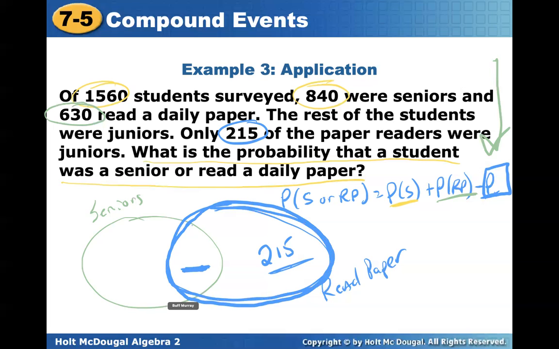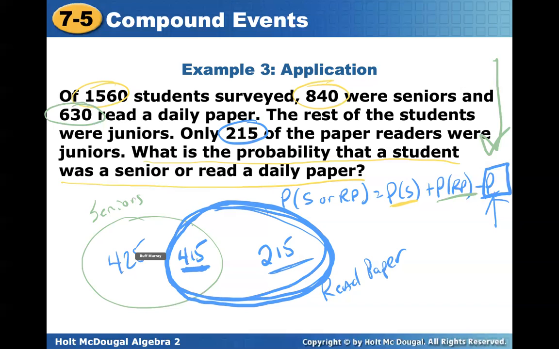So you want to revise your answer? 415. How'd you come up with that? Yeah, so now we have a total of 630 in here, correct? So we kind of found that number we wanted. All right, we found that number we wanted right here, didn't we? Now, that would also mean that there are 425 seniors who do not read the paper.